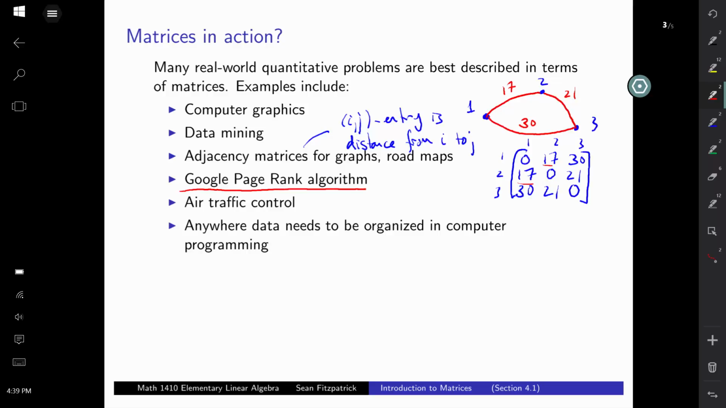So essentially, you're using matrices to organize data, right? And you might be using matrices to organize data that tells you about relationships, right? You can see this in this adjacency matrix.